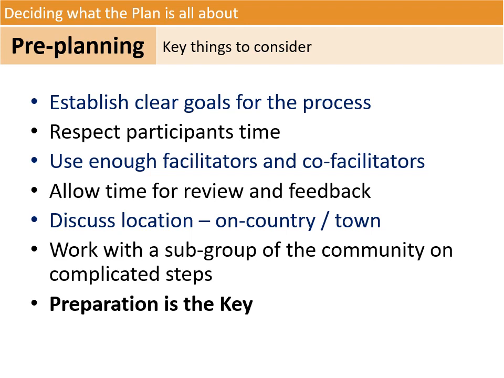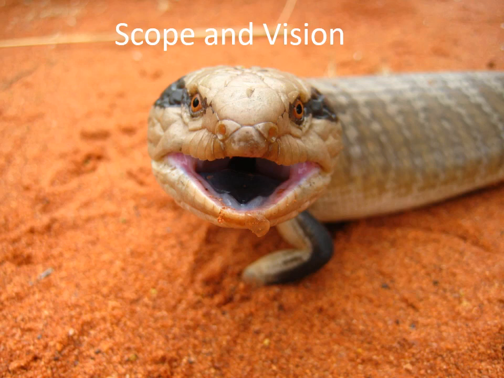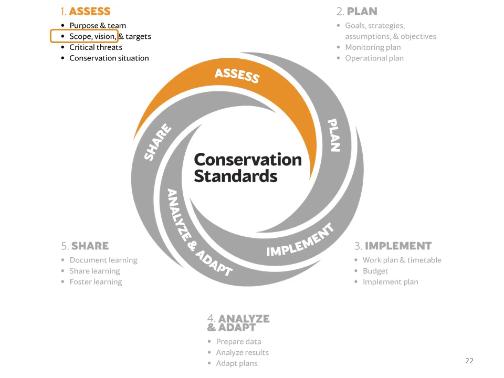Once you've really got your pre-plan thought about and you're ready to get started, the first main steps that we do in the conservation standards are our scope and our vision. So as you can see, they're still part of the assess step. So the very first step, and they're the next thing. We've got our purpose and team sorted out. Now we need to think about scope and vision. So we'll talk about scope first, then we'll talk about vision.